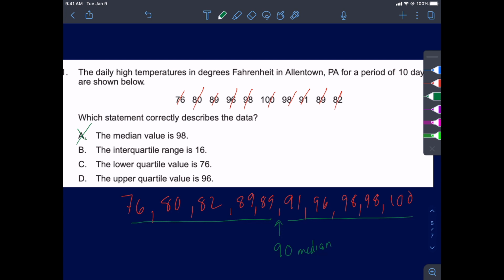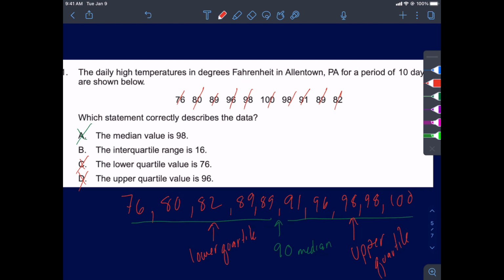We can't jump to interquartile range yet. To find interquartile range, we need to know what the lower quartile and upper quartile are. So let's look at the lower 5 numbers. In the lower 5 numbers, the middle of that is the lower quartile. So the lower quartile is 82. That's the middle of the lower half, so it's not C. Looking at the upper half, the middle number here is 98, so that's the upper quartile. And you're like, oh, well, it's not D, because that says the upper quartile is 96.